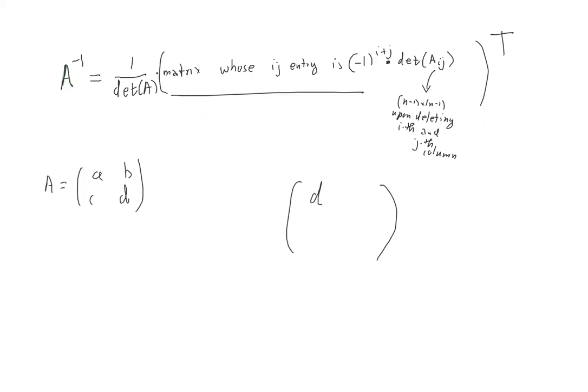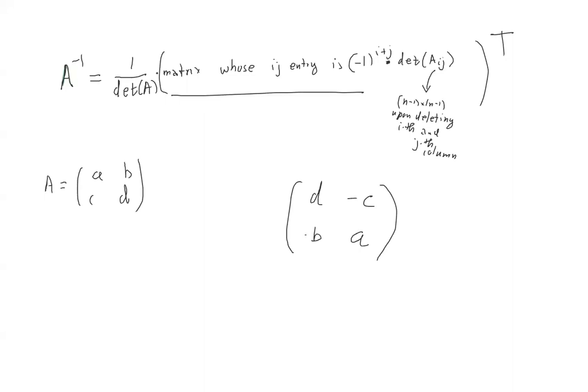Then what do I put at the two to place? So second row, second column. If I delete the second row and the second column, then I get the entry A. For the first row, second column, I'm supposed to delete the first row and second column, so that gives me C. But I also need to put a sign, -1 to the 1 plus 2, which is -1 to the third. So I need a negative sign. And eventually here I will get a negative B.